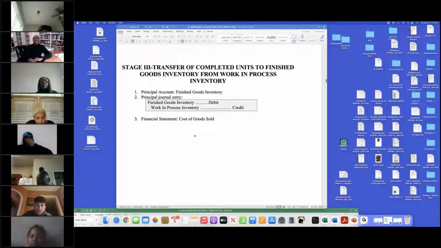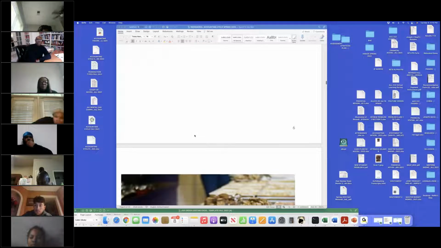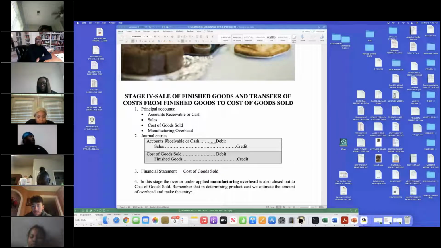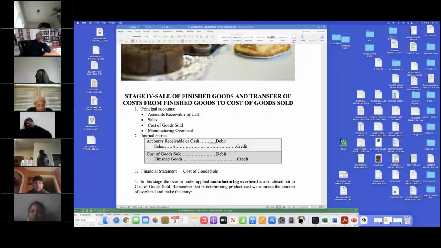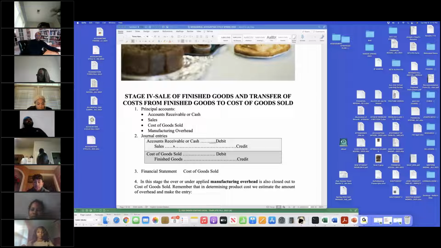Stage 4, we sell items. And whenever we sell something, we're going to debit accounts receivable or cash, and credit sales. But we also have to debit cost of goods sold and credit finished goods. So whenever we sell something, there's always 2 entries, a sale and then coming up with the cost of the item.